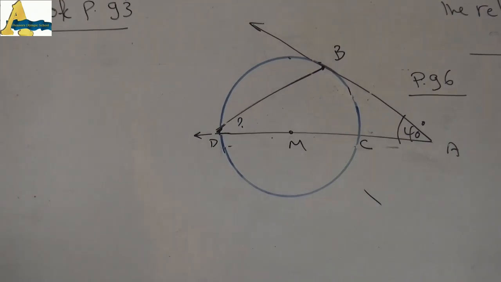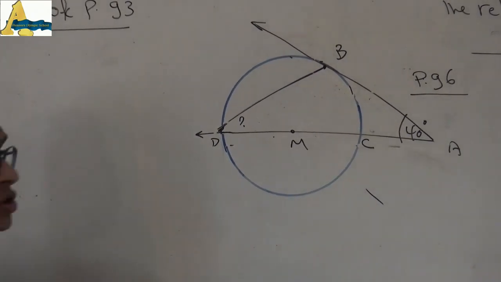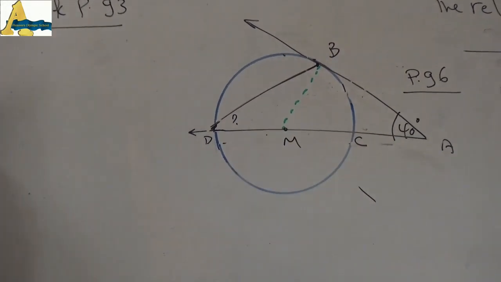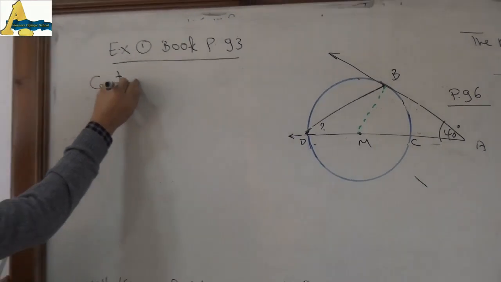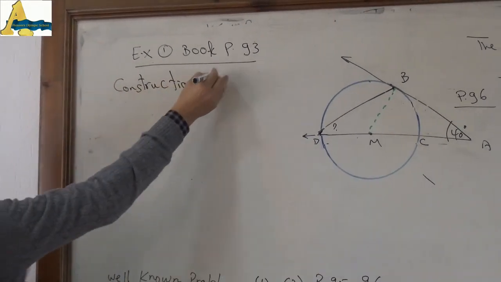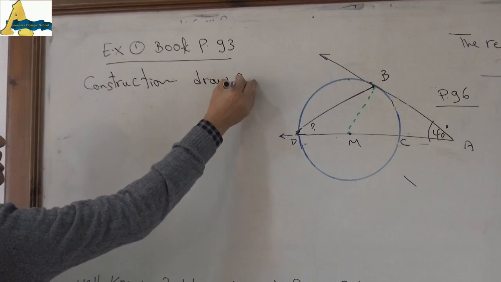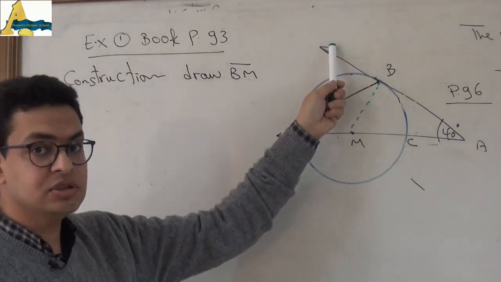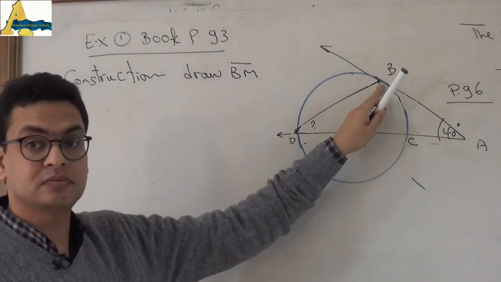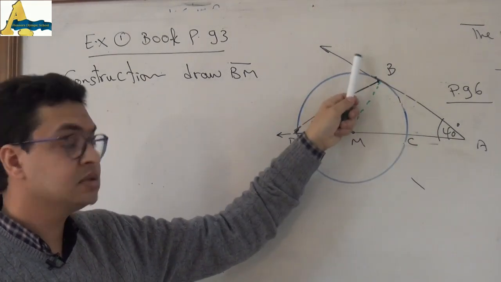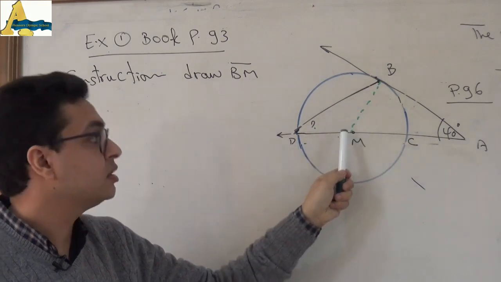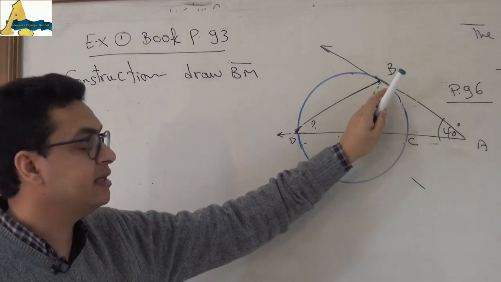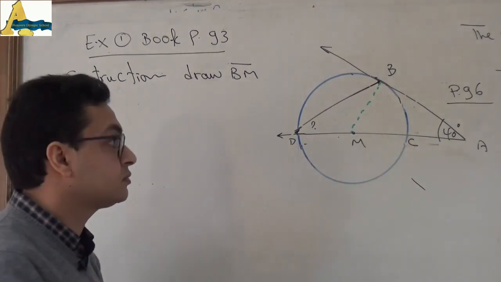To find the measure of angle BDC, you have to draw a construction: draw BM. AB is the tangent to the circle at the point B. Any tangent is perpendicular to the radius at the point of tangency. So the measure of angle B equals 90 degrees.